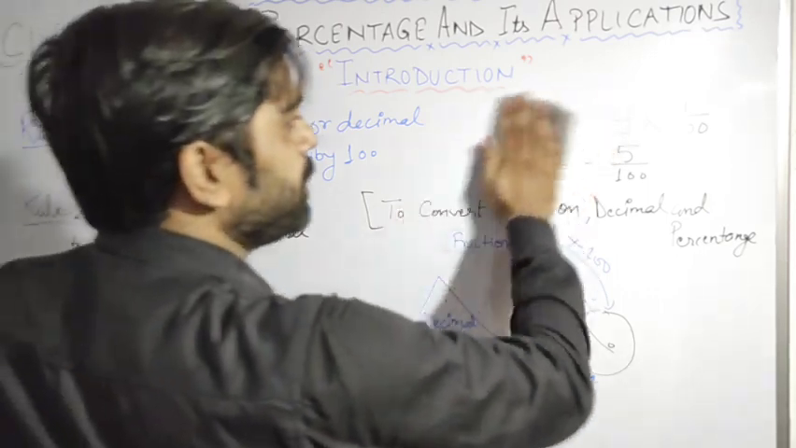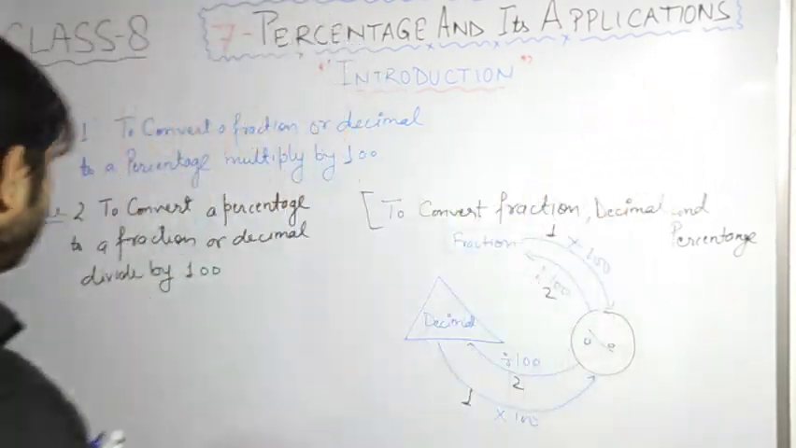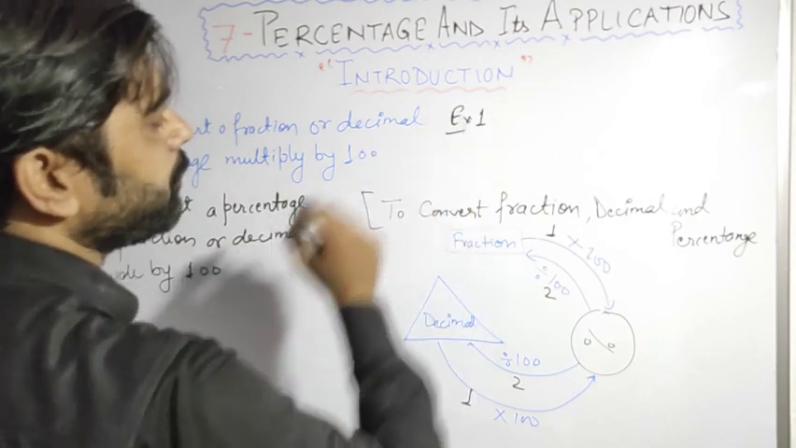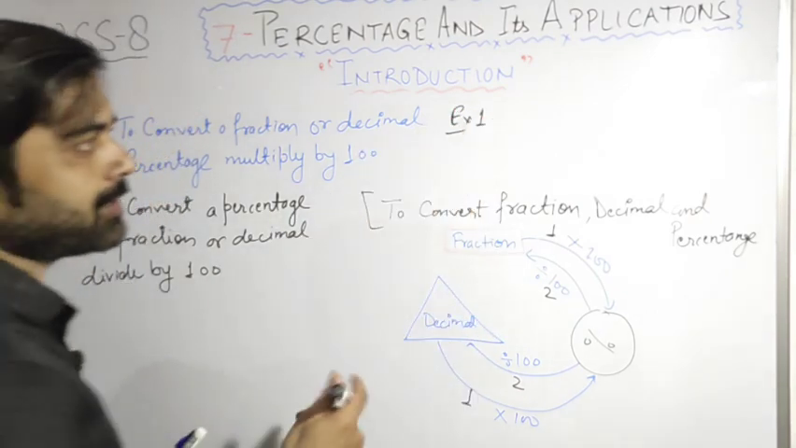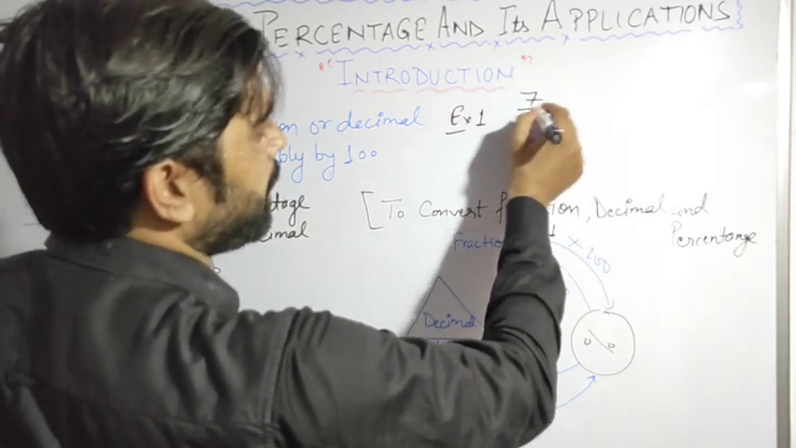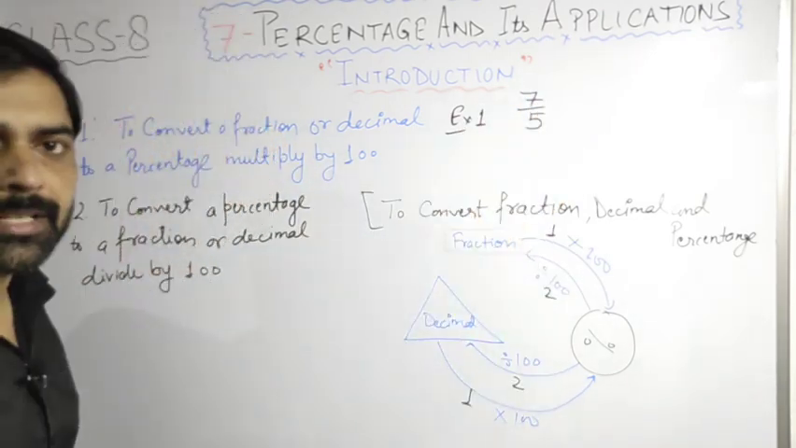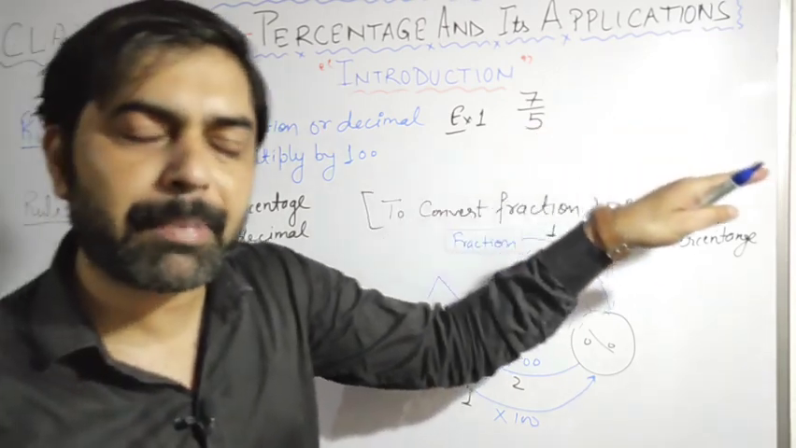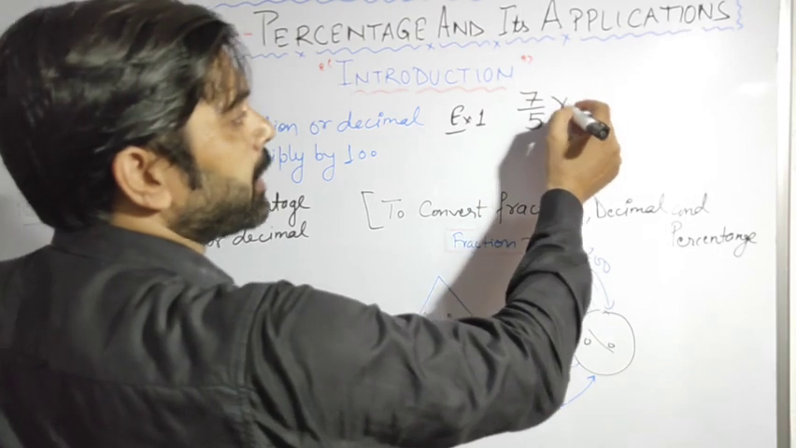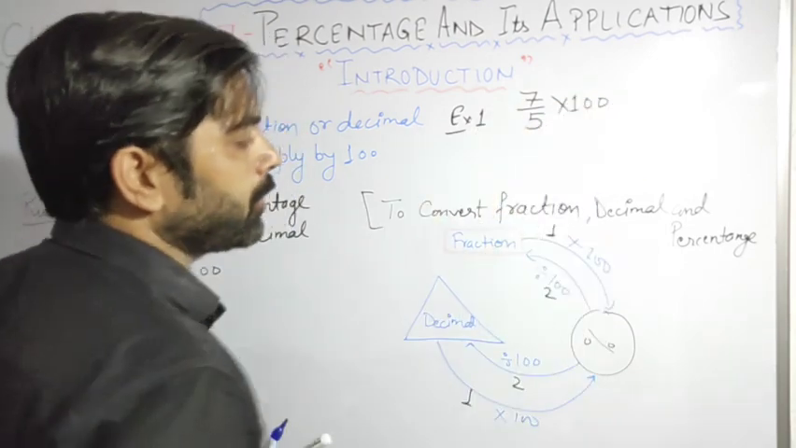So first example, look here. What will be example first? Like here example 1 is given. Suppose the question is saying convert the fraction 7/5 in a percentage form. So how we can convert 7/5 into percentage form? Multiply by 100.